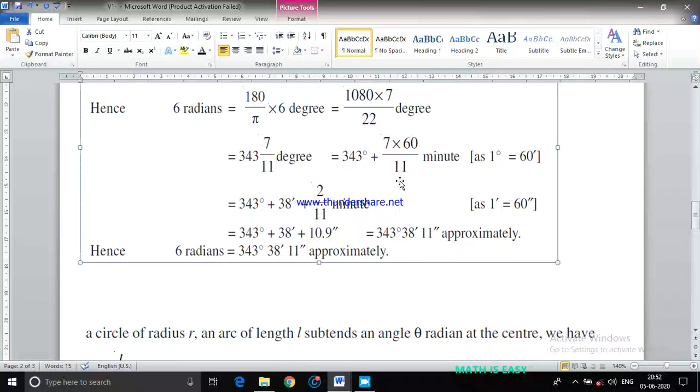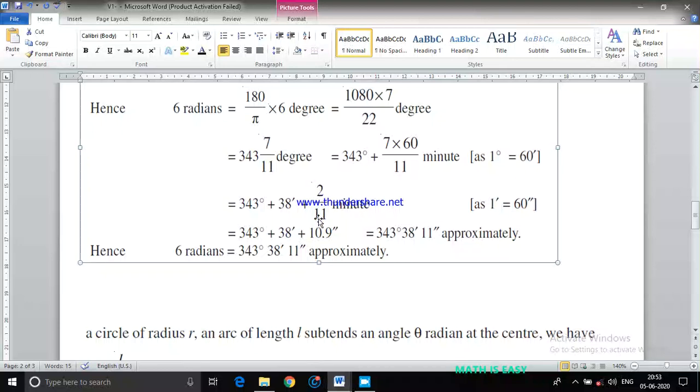Then again convert this into a mixed fraction. After converting into the mixed fraction, I'll get 38 2 by 11 minutes. 38 2 by 11 as a mixed fraction. So 38 will be 38 minutes plus 2 by 11 minutes. Again, this 2 by 11 minutes will be converted into seconds. How do I convert? 1 minute equals 60 seconds.